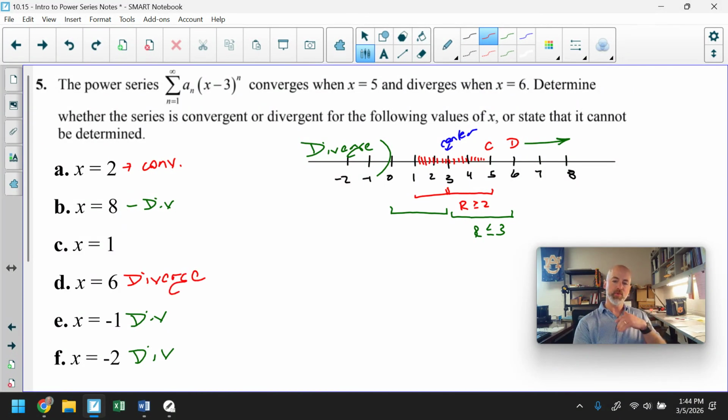And then x equals 1. What do you think about that one? We were converging 2 units to the right. Does that mean we converge 2 units to the left? Maybe not, because if the radius of convergence is exactly 2, then I would need to find a way to test that endpoint, and the information we have doesn't give you enough information to be able to test that endpoint, so we don't know. Not enough info.